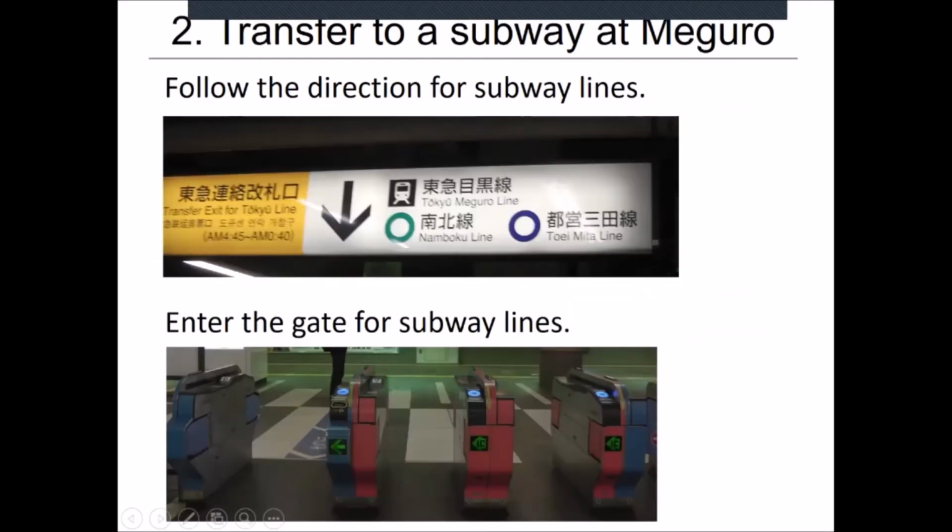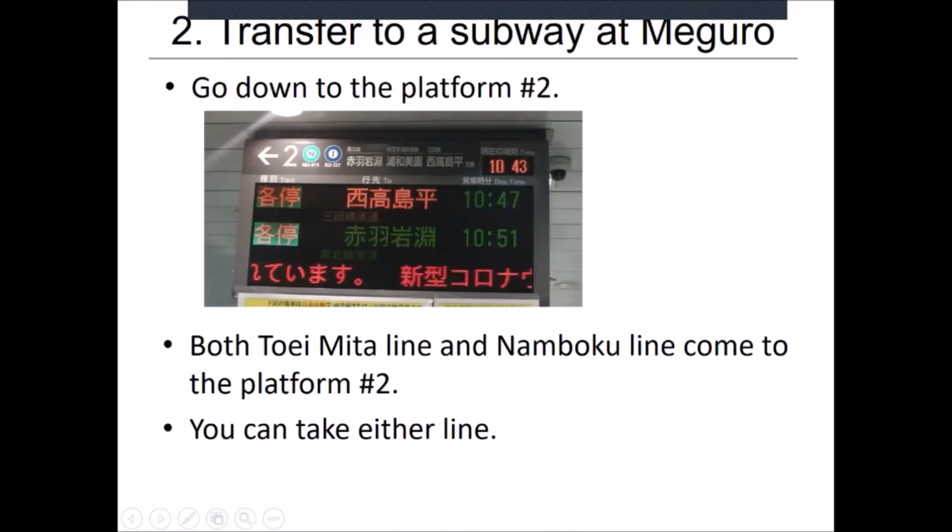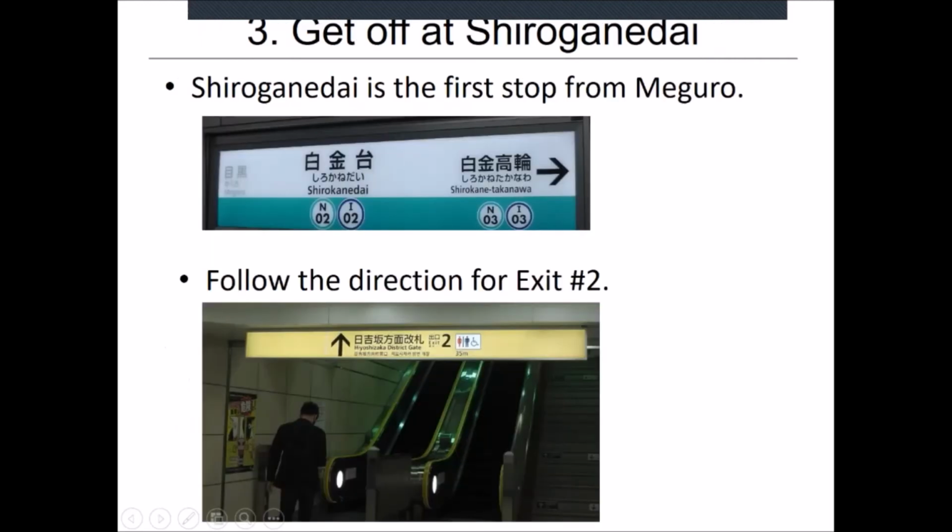Then follow the direction for the subway line. The subway line is shown in a green or purple circle. Enter the gate for these subway lines. And then go down to platform number two. Both the Toei Mita line and the Namboku line come to platform 2. You can take either line to go to Happoen Garden.